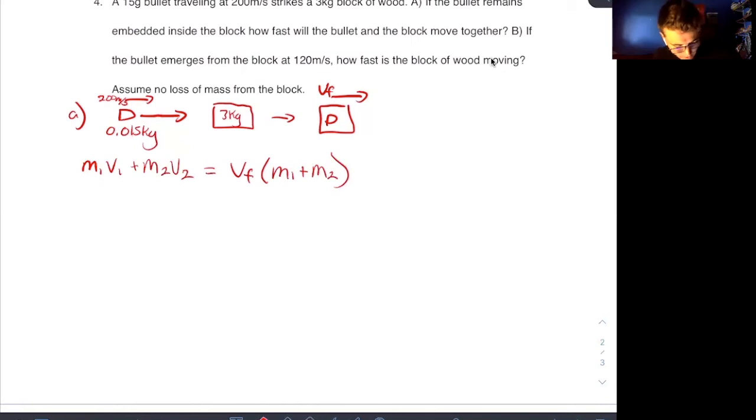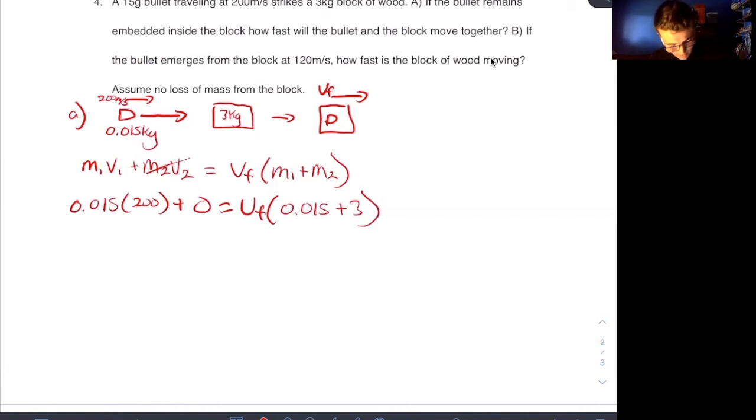So our mass 1, let's say, is the bullet. So 0.015 times 200 meters per second. And then we know the block is at rest, so that's going to be 0. And that equals our final velocity times the masses added together, plus 3. And then when we solve this out, we'll get a final velocity of 0.995 meters per second.